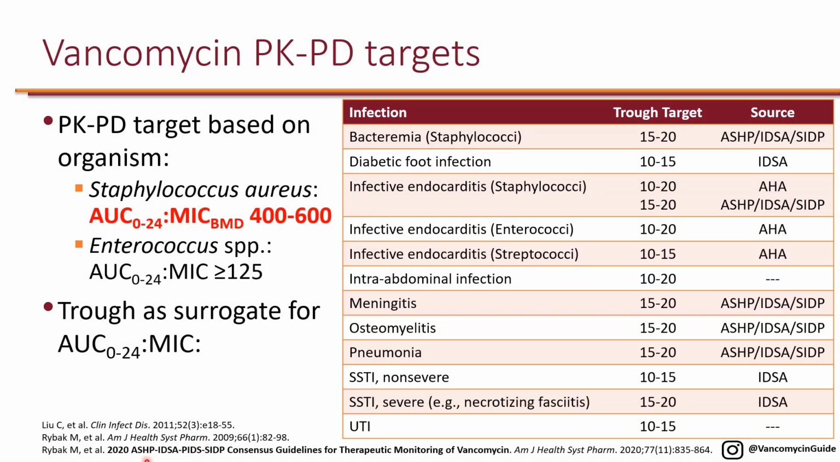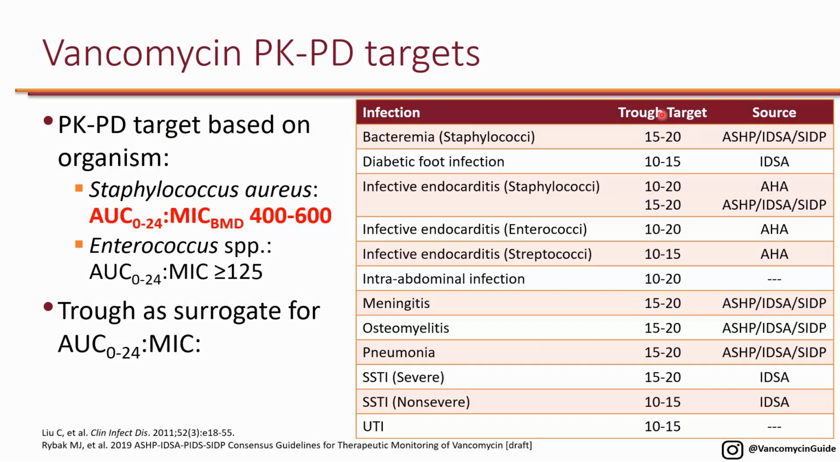However, the 2020 guidelines actually do not recommend targeting a trough. They actually recommend targeting AUC to MIC of 400 to 600. However, it is important to note that these guidelines only make recommendations for severe infections. They don't make any recommendations for non-severe infections because of insufficient evidence.